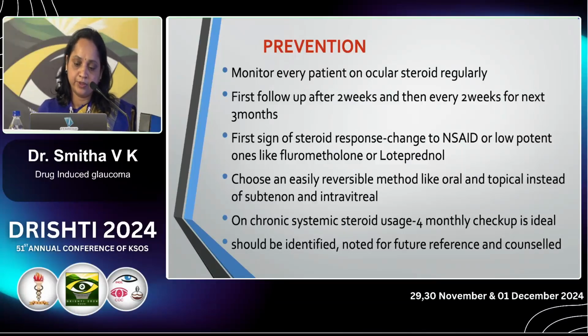First follow up after 2 weeks, and then every 2 weeks for the next 3 months. If there is a first sign of steroid response, change to an NSAID or low potent steroids like fluorometholone or loteprednol. Choose an easily reversible method like oral and topical instead of subtenon and intravitreal. On chronic systemic steroid usage, a 4 monthly checkup is needed.